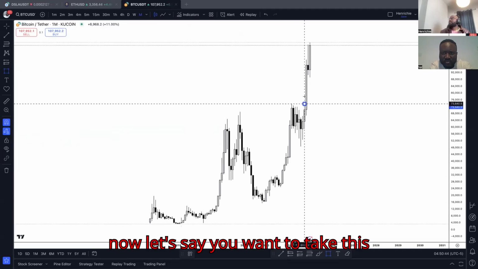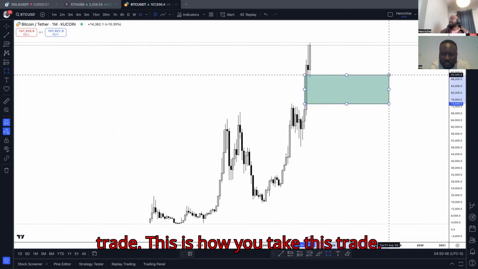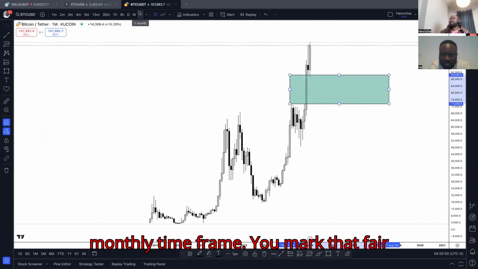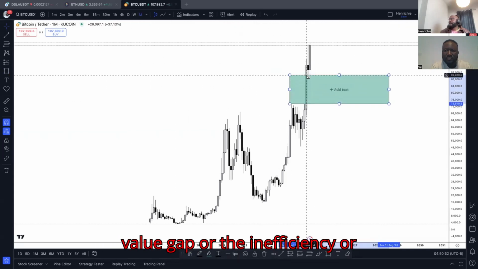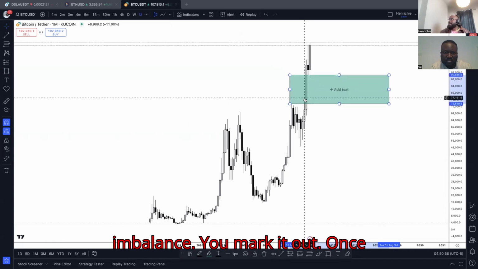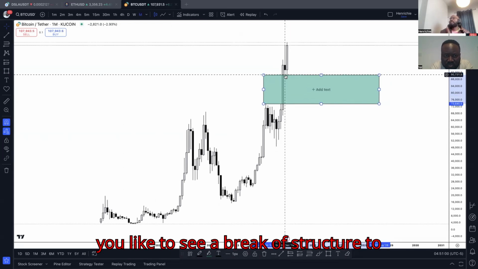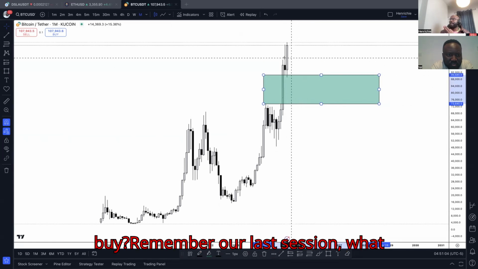Now, let's say you want to take this trade. This is how you take this trade. First thing you do is, we're on the monthly time frame. You mark that fair value gap or the inefficiency or imbalance. You mark it out. Once you mark it out, what time frame would you like to see a break of structure to the upside for you to start looking for a buy?